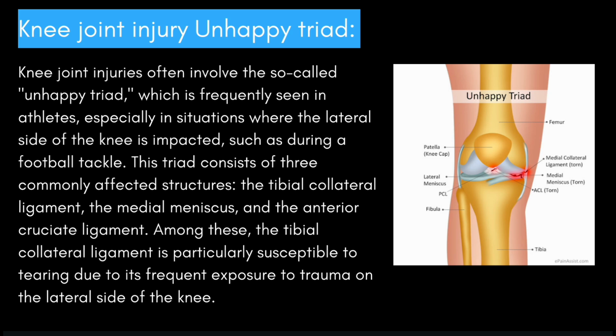And as you can see on the picture to the right, I illustrate where these injuries often occur. Unhappy triad: tibial collateral ligament, medial meniscus, and ACL, primary areas. All right. Now I'm going to be moving on to some questions.